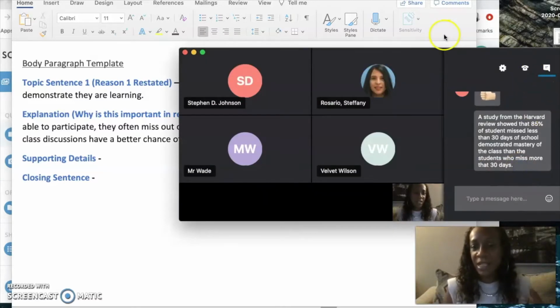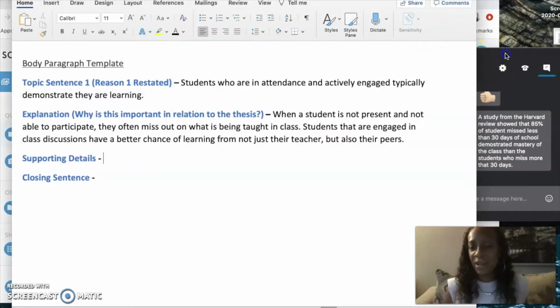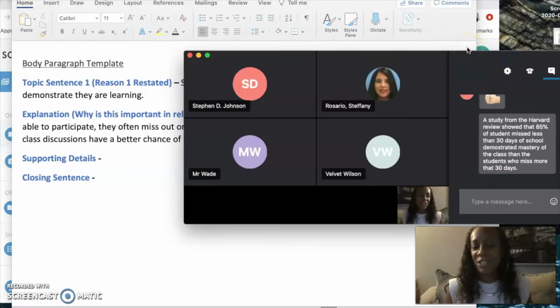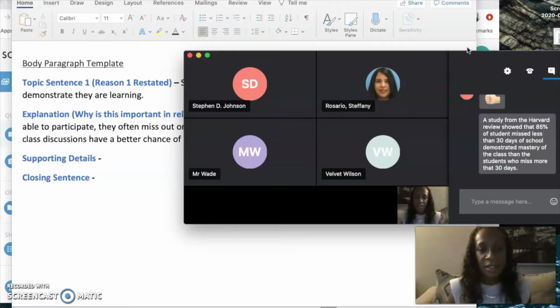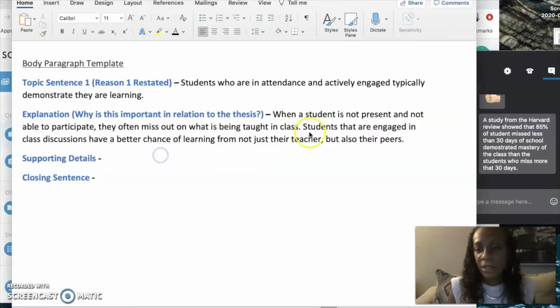Stephen, you always hit me with a long paragraph in mid-sentence, which is great. All right, a study from the Harvard Review showed that 85% of students who miss less than 30 days of school demonstrate mastery of the class than the students who miss more than 30 days. Okay, so I'm going to type it in, and we're going to talk about it, okay?